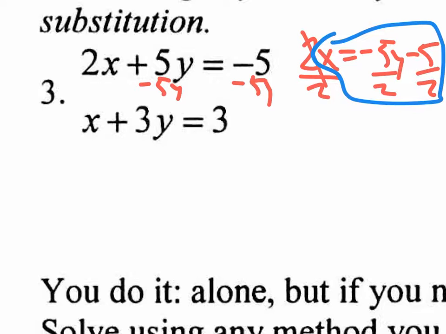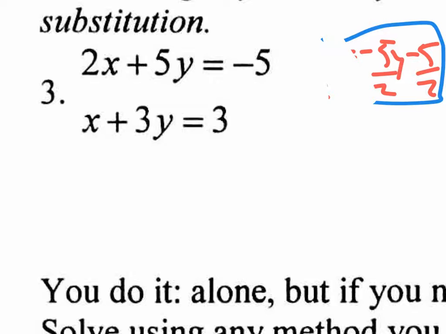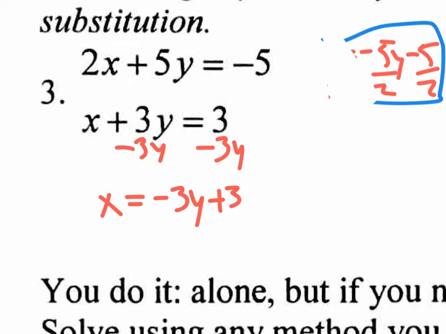Now, if I take a second and think about it, let me go back over here. Maybe instead of picking the top one, let me delete this stuff. Instead of picking the top one, what if you were to pick the bottom one and get x by itself? Because that could be done with one step only, and you don't end up with any nasty fractions. Check it out. If you subtract 3y and subtract 3y, you have x by itself. X equals negative 3y plus 3. Make sense?